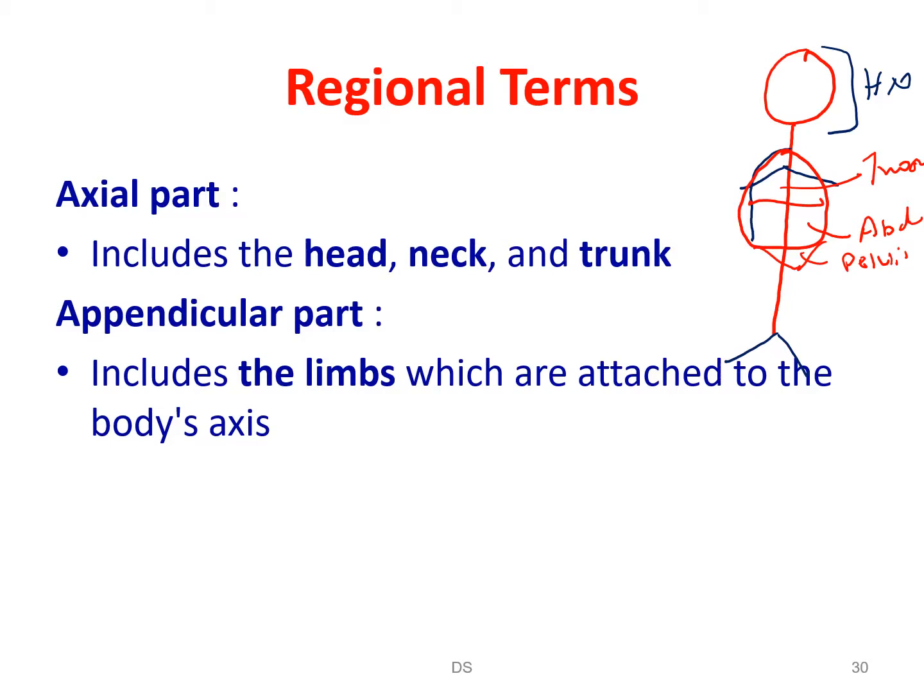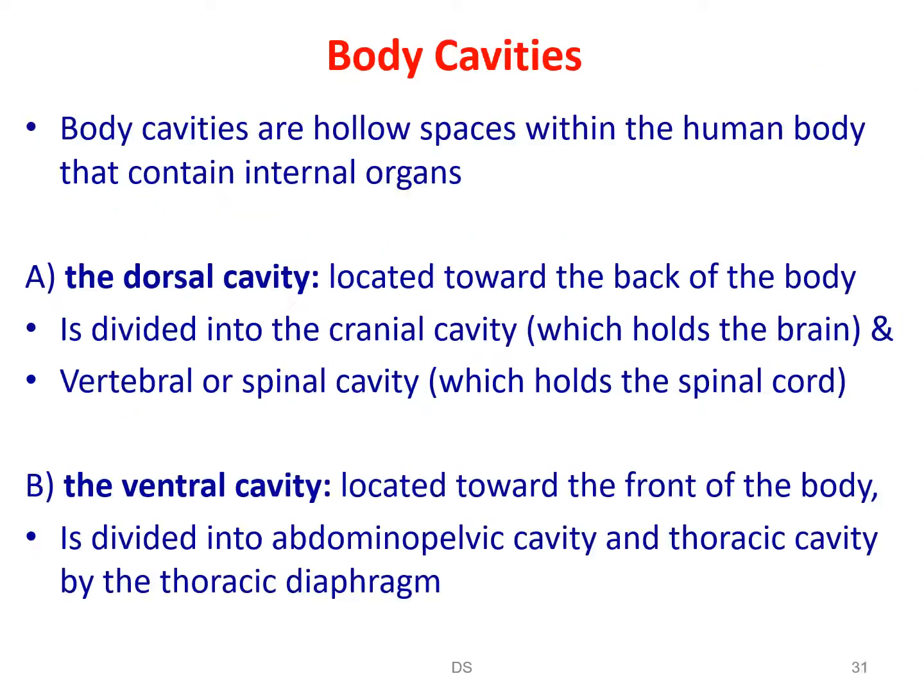The appendicular consists of the limbs, the upper and the lower limb. These are the limbs. Therefore, the structure located at the center we call the axial, which is demonstrated in red. The appendicular, in yellow, is located at the periphery of our bodies. This is one term, a regional term.